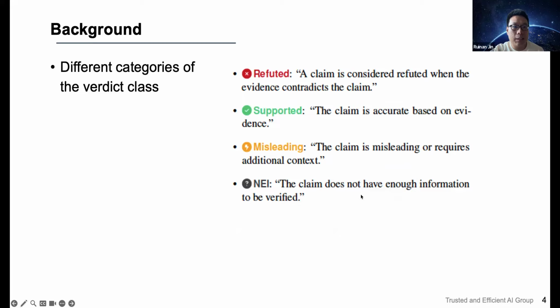And here is one kind of categorization of the classification, which people call verdict classes. Here are four classes. Refuted, which means the claim is considered refuted when the evidence contradicts the claim. Second, supported, which indicates the claim is accurate based on the evidence. Third, misleading, which means the claim is misleading or requires additional context. And finally, NEI, not enough information, which means the claim does not have enough information to be verified.